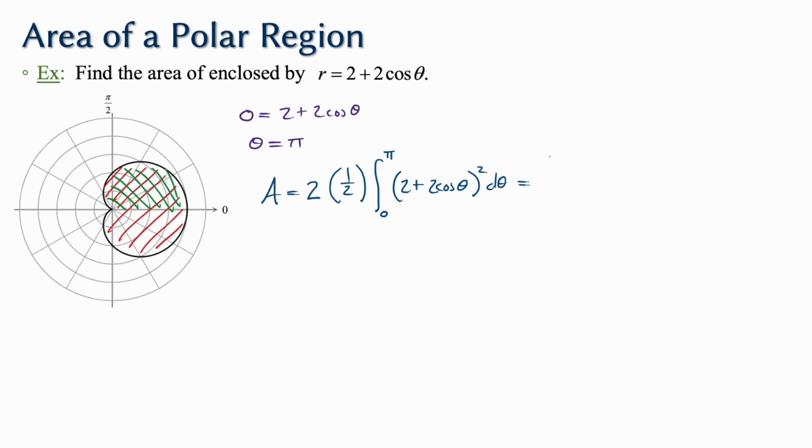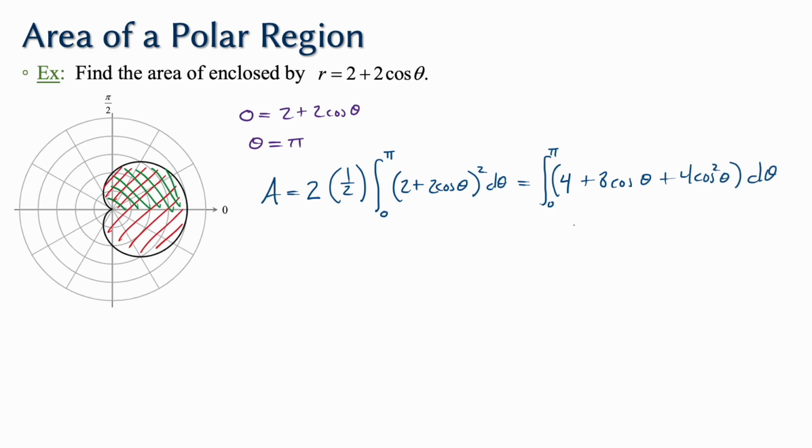Okay, so let's do the same thing we did before, clean things up. Clearly, the 2 and the 1/2 again cancel out very nicely. We do have to square this entire thing, so that gives us 4 plus 8 cosine theta plus 4 cosine theta squared. Okay, remember we got to FOIL that thing out, d theta.